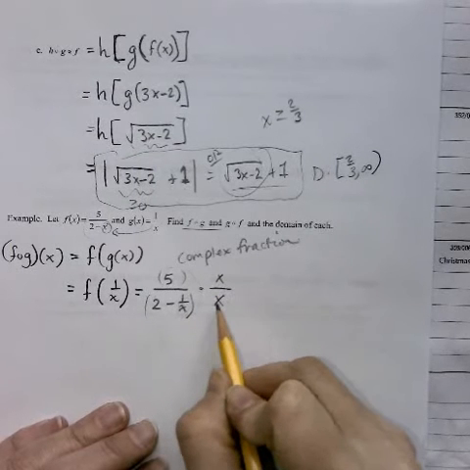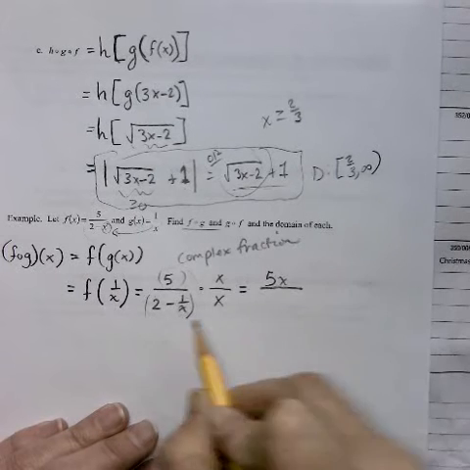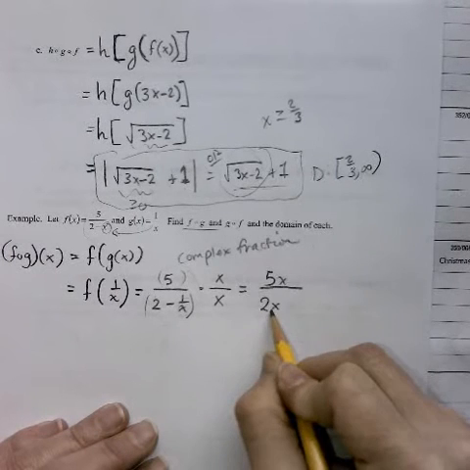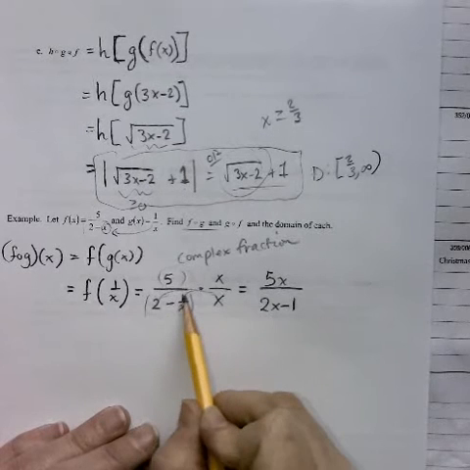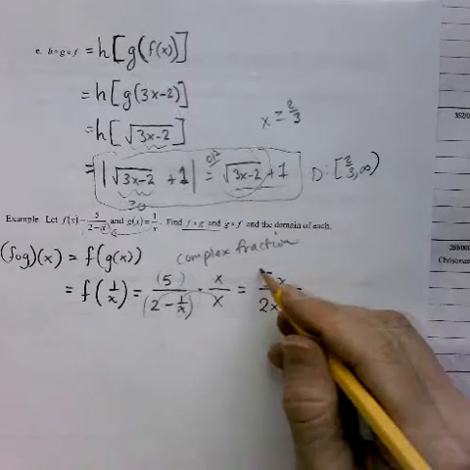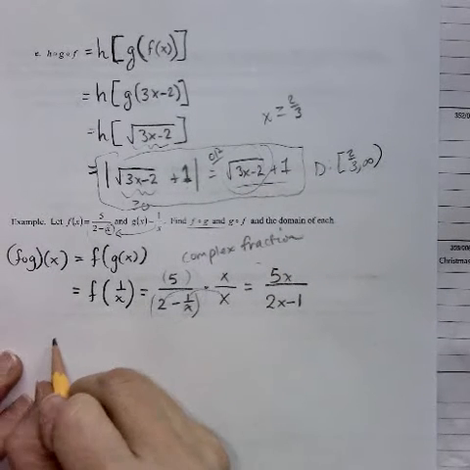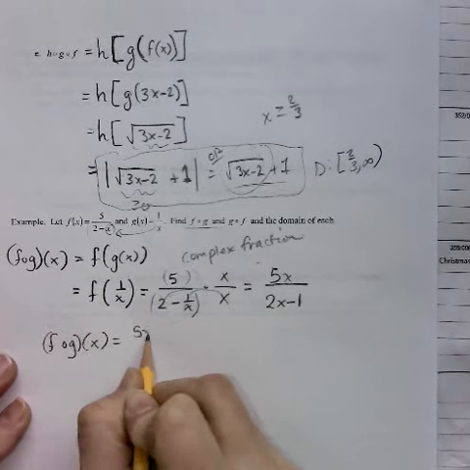And then I get 5x over, distribute, 2x minus 1. That is, 2x, and then 1 over x times x is 1. All right, so this is the form we want for the answer. F composed with g at x is 5x over 2x minus 1.